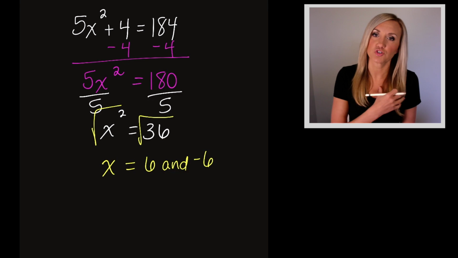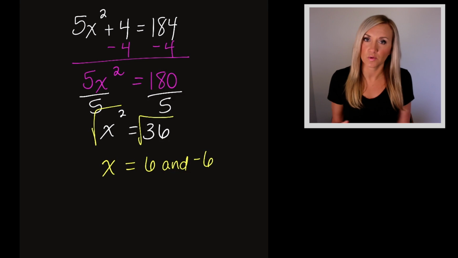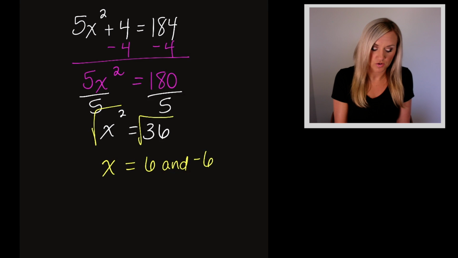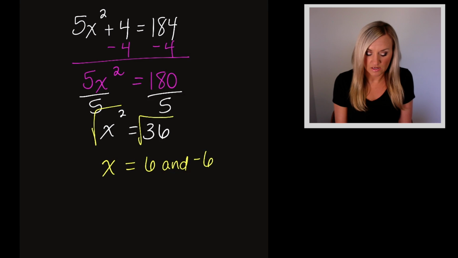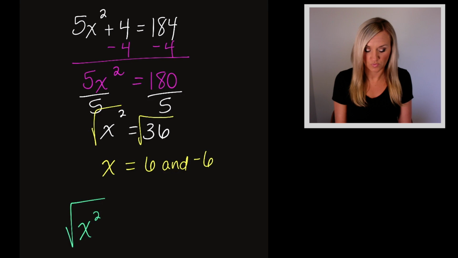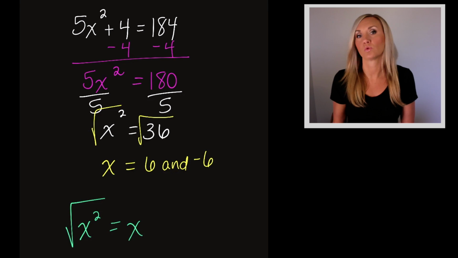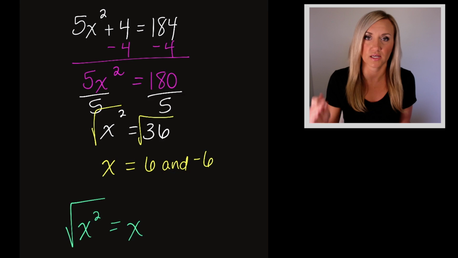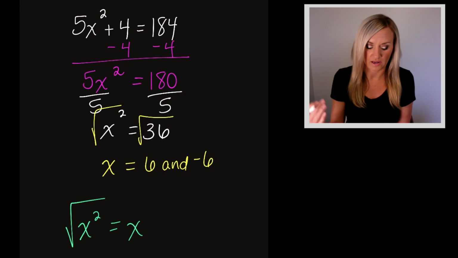Now, I know that I've shown this step in another video, but I think it's worth talking about again. Why is it that when we have an x squared and we take the square root, we're just left with an x? Why does that squared go away?